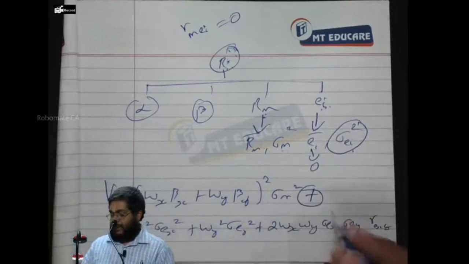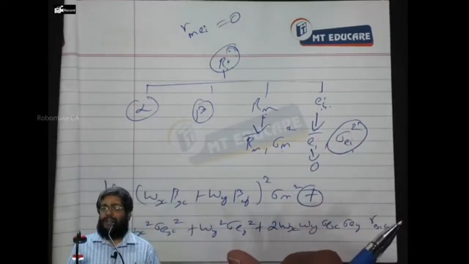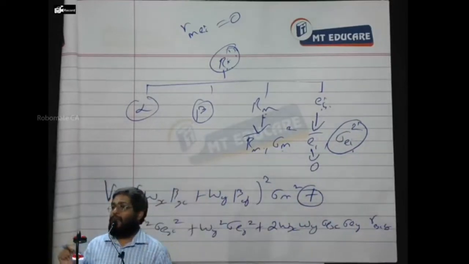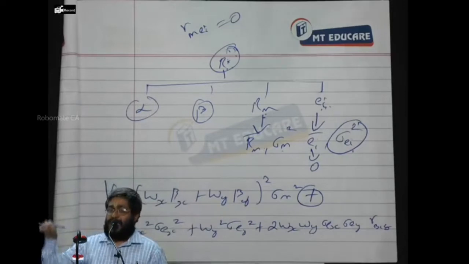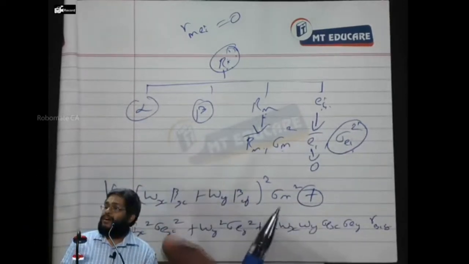Now, that is number 1. Next, what happens to the correlation between the error of security X and the error of security Y? We have a portfolio now, with security X and security Y. Security X has an error, security Y has an error term. These two errors will have a correlation or not?